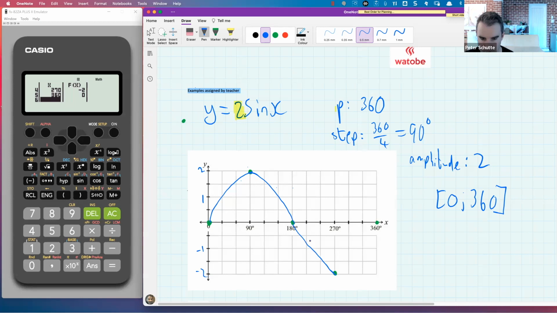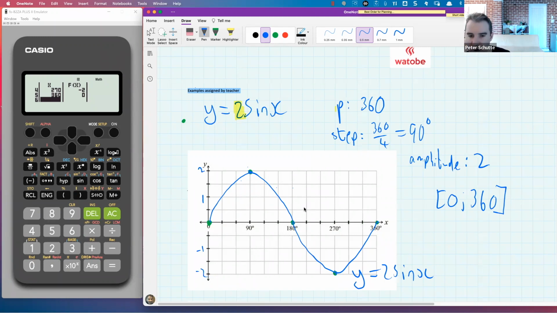That should be a bit more curved. Let's try that again. And obviously we have to label our graph. Often in exams, they'll ask you to label these turning points, but for now, I'm going to leave that out. So that's where the calculator can be quite handy in assisting you.